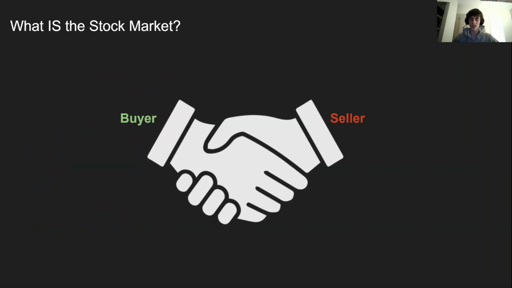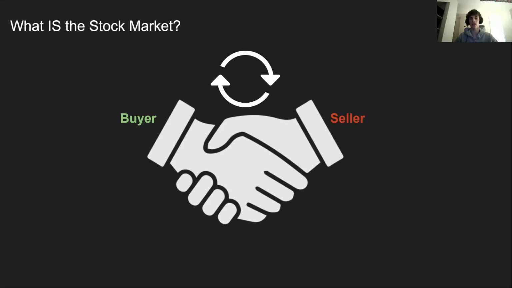So what is the stock market as a whole? In essence, the stock market is just a relationship between buyers and sellers of an asset. So I'm trading shares, which is going to be fractional ownership of a company. It's the exact same if I was trading like crypto or something. It's still the asset, and it's just the relationship between buyers and sellers that makes this happen.